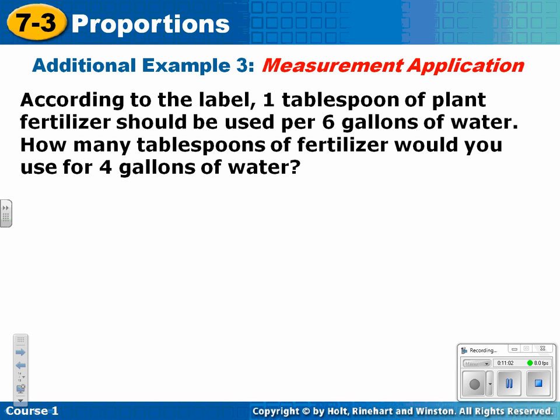is a word problem. According to the label, 1 tablespoon of plant fertilizer should be used for 6 gallons of water. That sounds like a ratio to me, doesn't it? 1 tablespoon of plant fertilizer to 6 gallons of water. So that's 1 to 6. Now here's what I'm going to ask that you guys do. Always. It's going to help you.